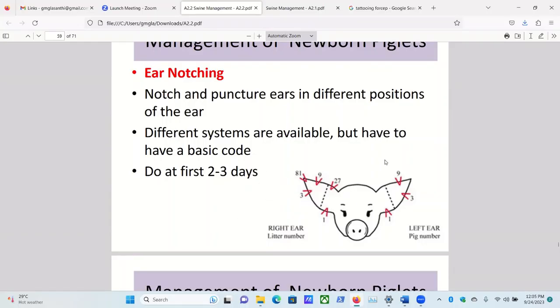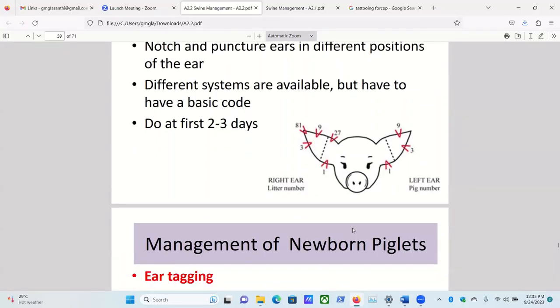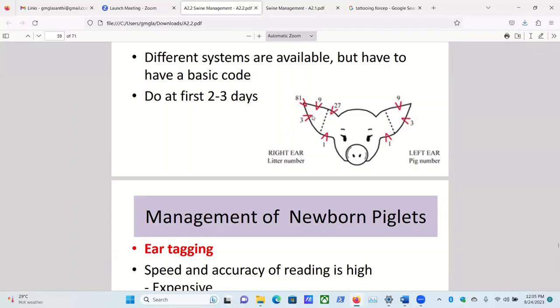It should be done according to a pre-designed pattern. You should be careful enough not to make too long cuts.